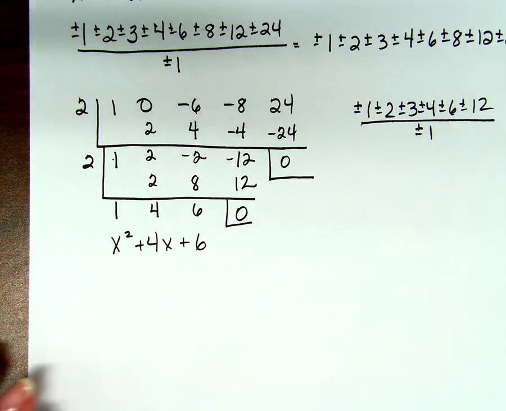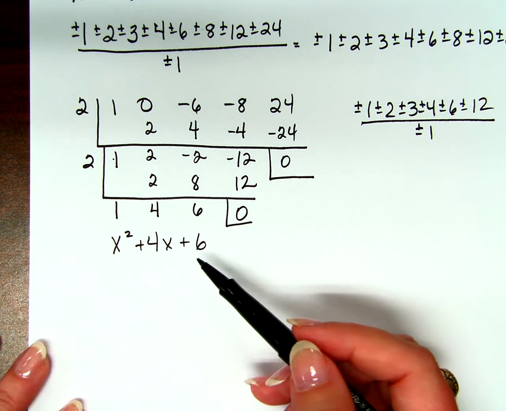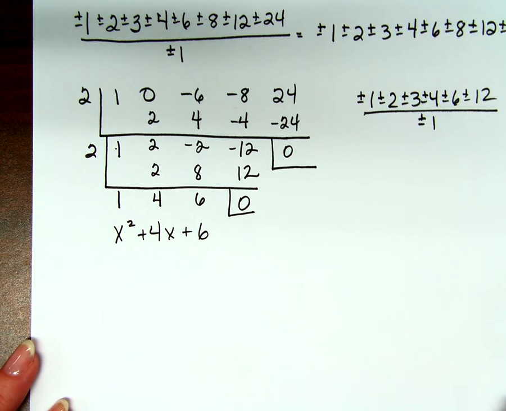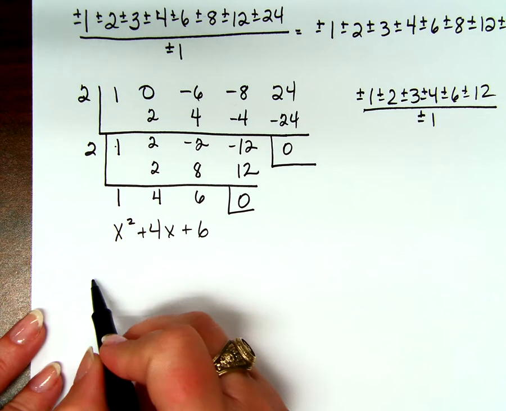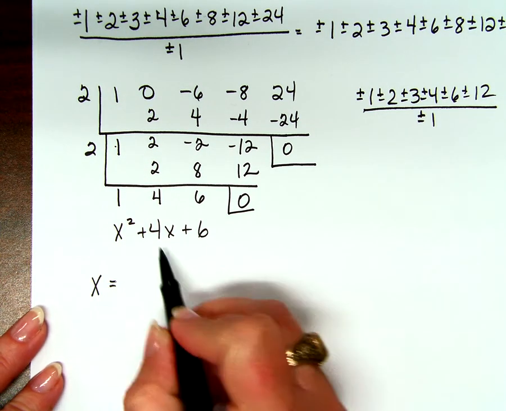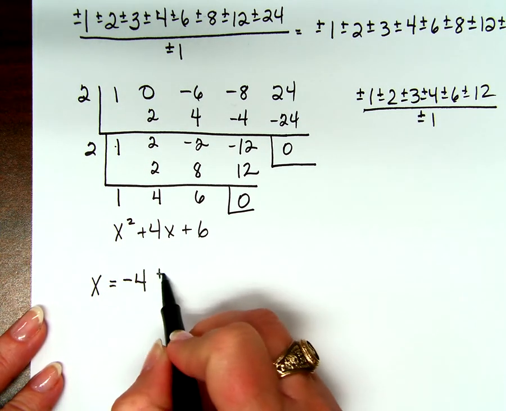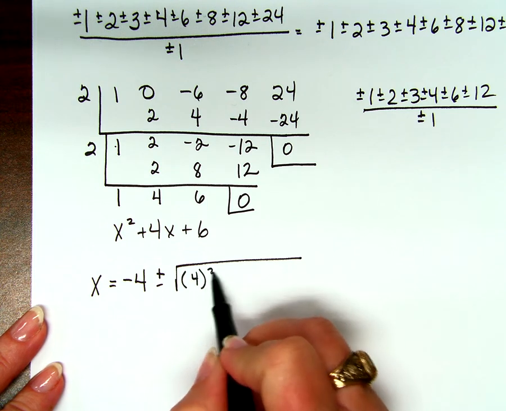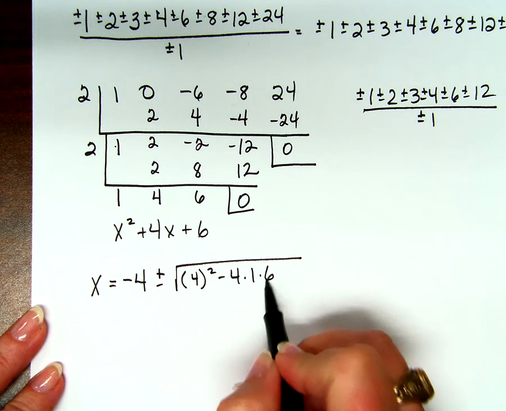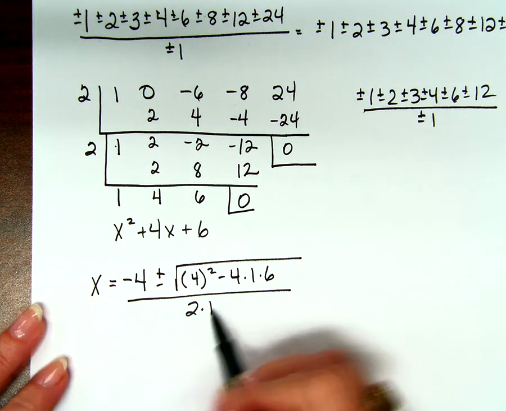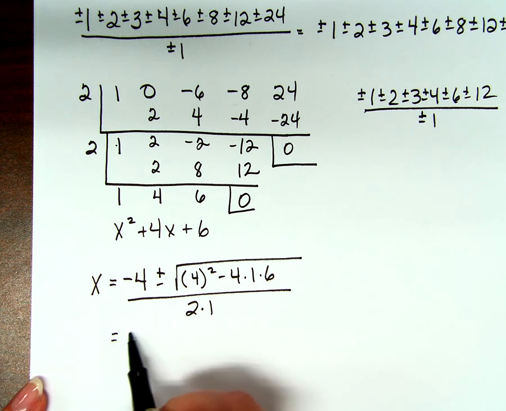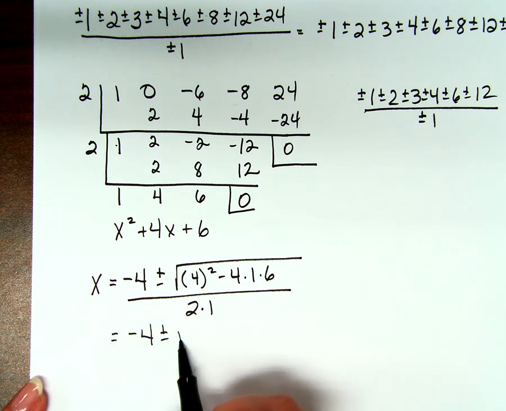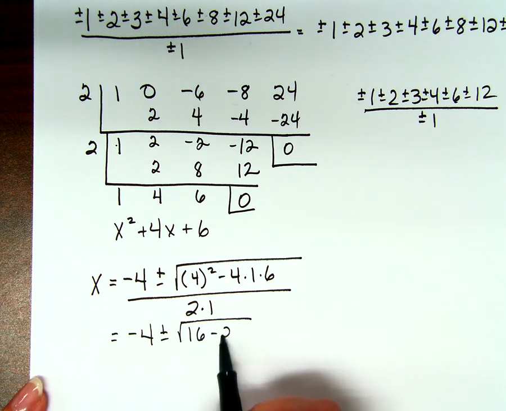How should we go about solving this for the other 2? Yeah, I probably need to use the quadratic formula, right? Because I can't factor it. I don't know what multiplies to be 6 and adds to be 4. X equals negative b plus or minus the square root of b squared minus 4ac, all over 2a. Negative 4 plus or minus the square root of 16 minus 24.